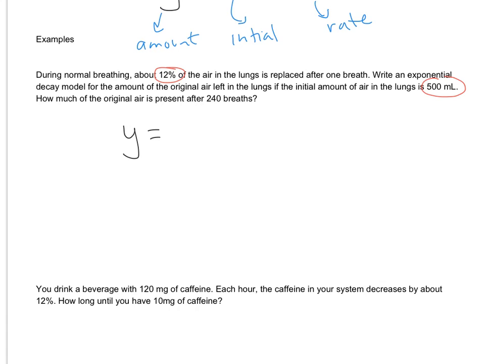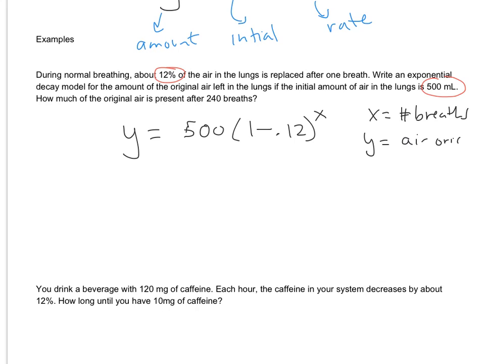So y is going to equal 500, that's our initial amount, times 1 minus 0.12 to the x, where x is going to be the number of breaths, and y is going to be the original air. So whatever it was in the lungs initially, and then we push some of the old air out, get new in. But how much of that original air is actually going to be left?